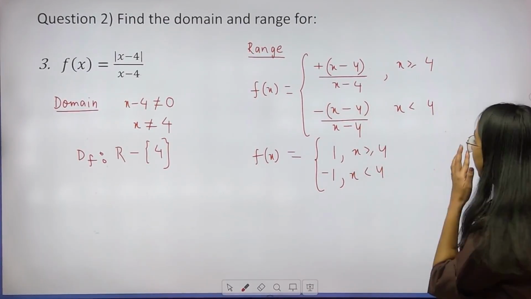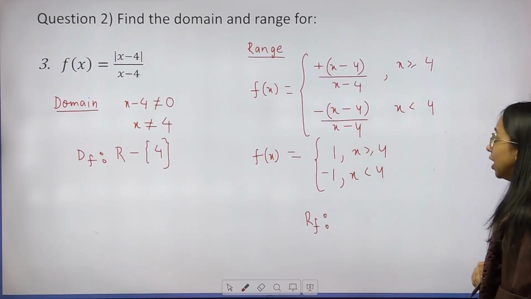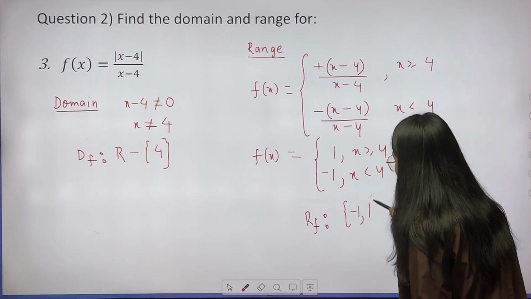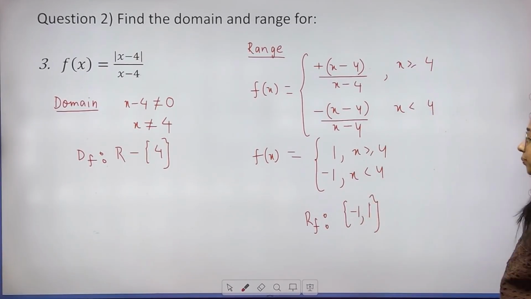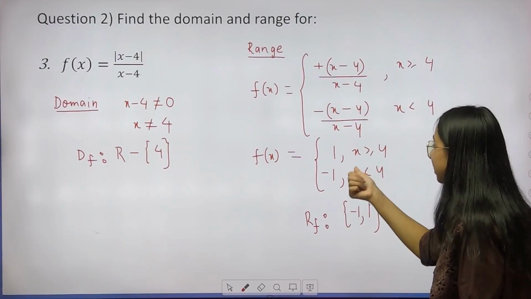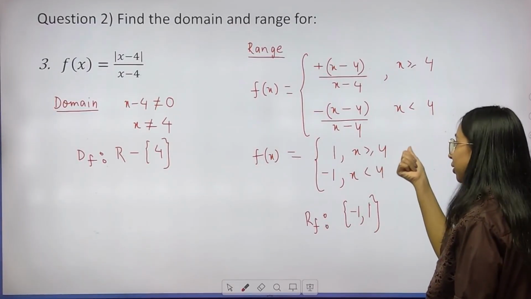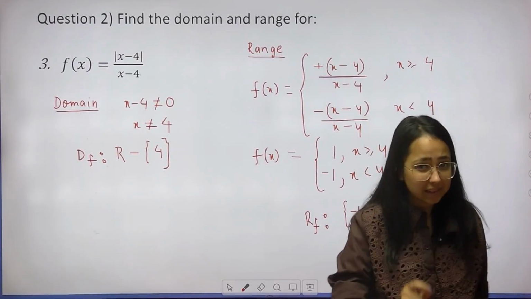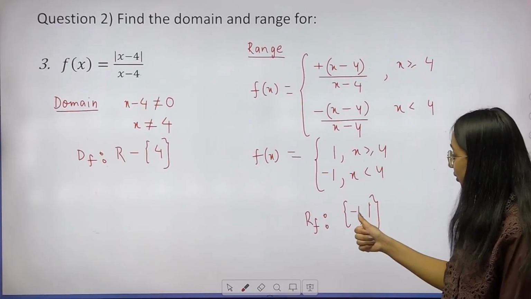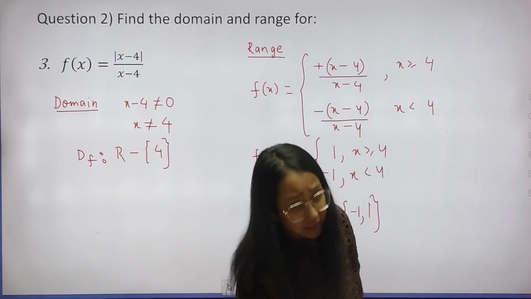Got it? So this gives us that your range will be equal to only two values, that is minus 1 and 1. Why is it so? Because when x is less than 4, the output is minus 1, and when x is greater than or equal to 4, the output is exactly equal to 1. So in range we have only two values, minus 1 and 1. Alright, I hope till here everything is clear.